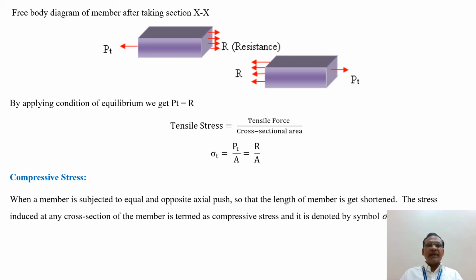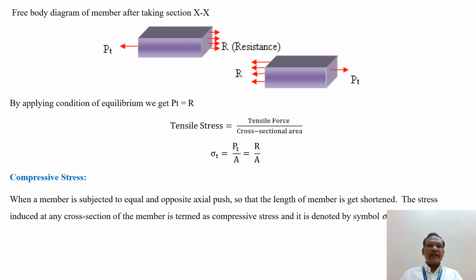By applying the conditions of equilibrium, we get the tensile force equal to the resistance. So tensile stress is equal to tensile force divided by the cross-sectional area, or mathematically we can write sigma T is equal to PT divided by A, or R divided by A.